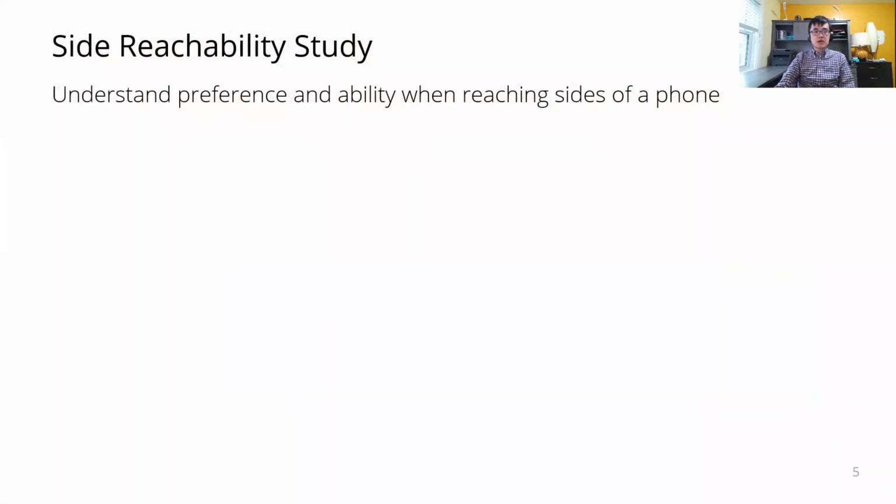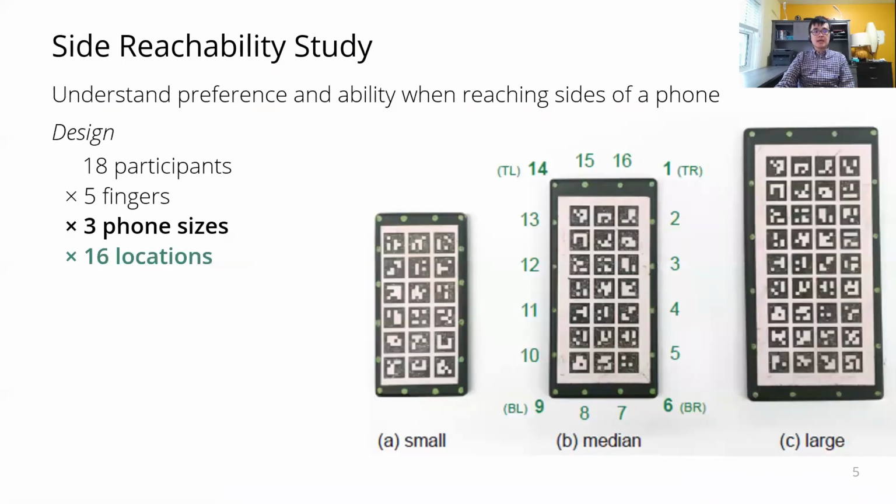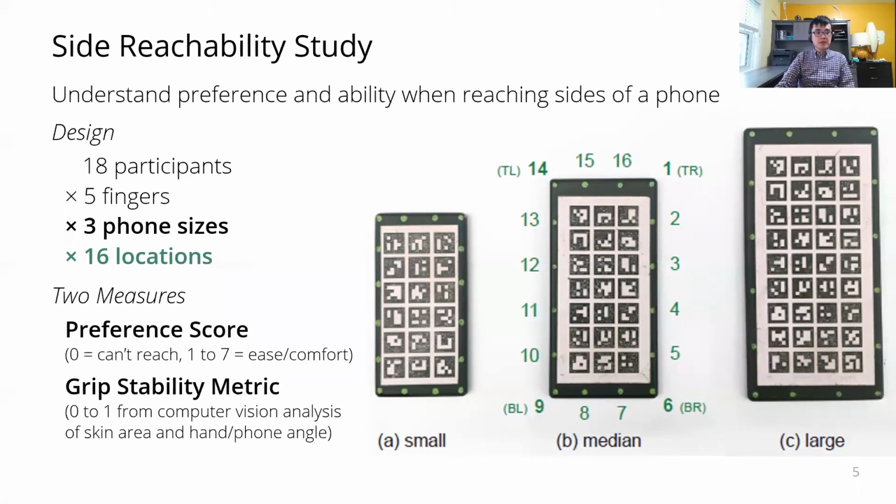3 experiments were conducted. The goal of the first side reachability study is to understand the preference and ability to reach the side of the phone. 18 participants were recruited and all 5 fingers were tested. The images show 3 phone mockups and 16 side locations around the phone that we tested. 2 measures were collected in this study. For the preference score, participants rated from 1 to 7. In addition, they could give 0 indicating they cannot reach the location.